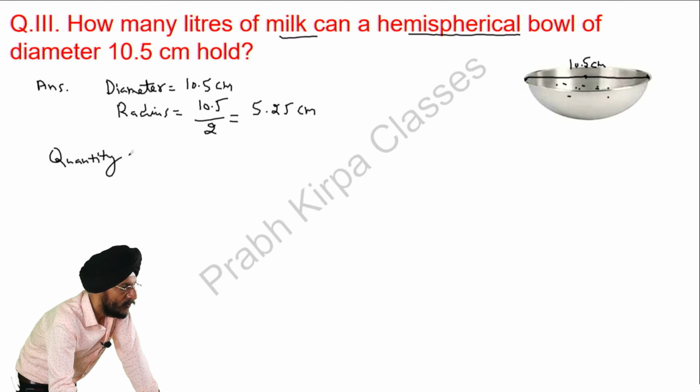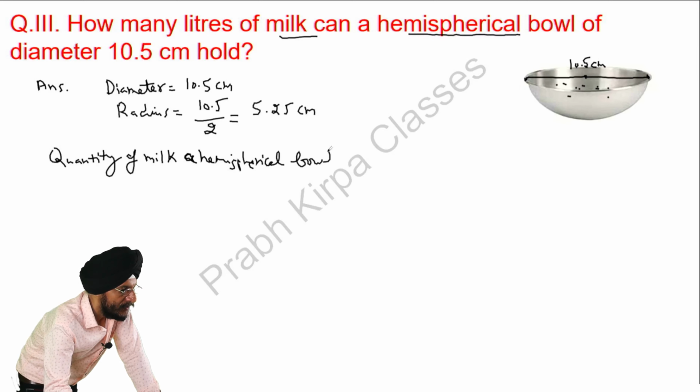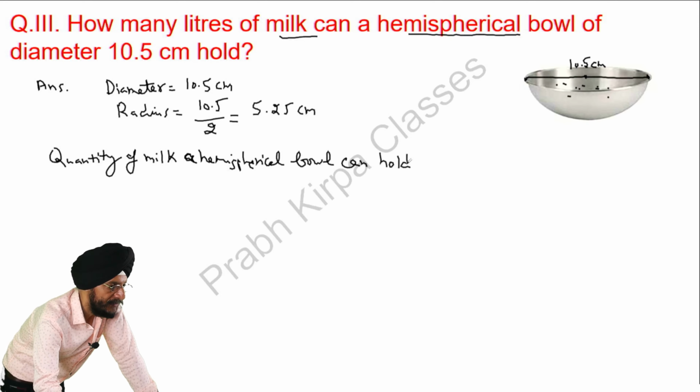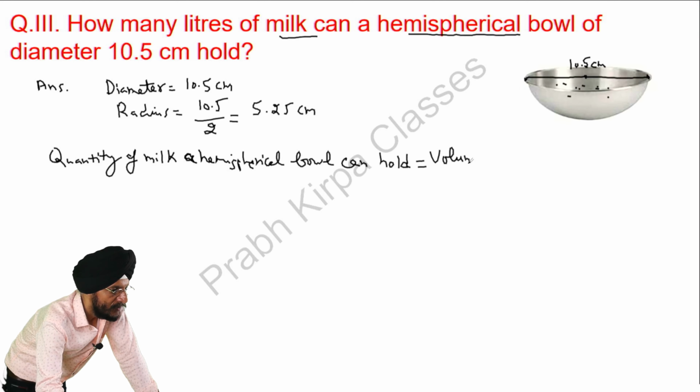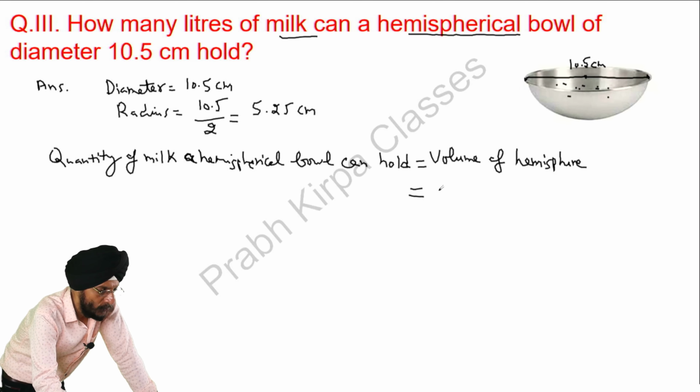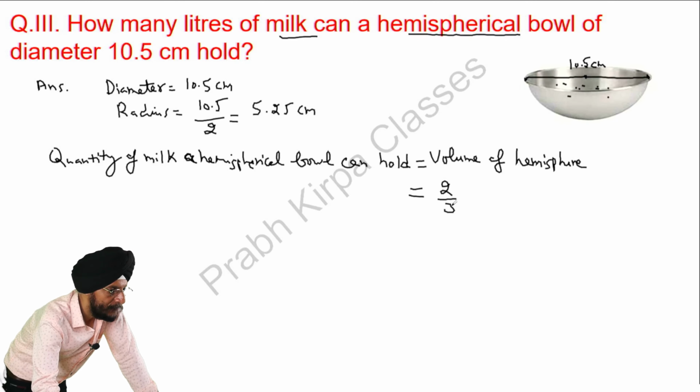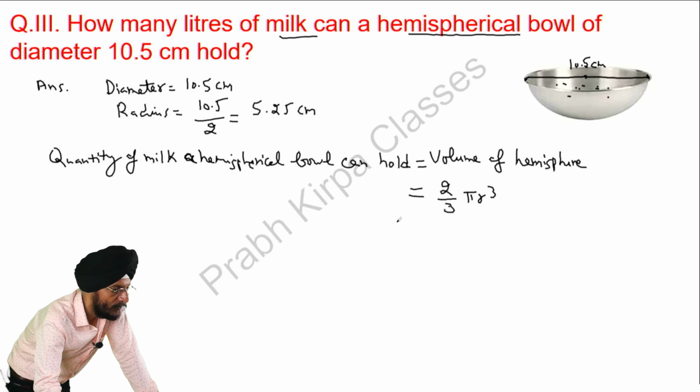Now what we are to calculate? Quantity of milk a hemispherical bowl can hold. This is we have to calculate. It will be equal to the volume of hemispherical bowl or hemisphere. Now what is the formula to calculate the volume of hemisphere? It is 2 over 3 pi r cube.